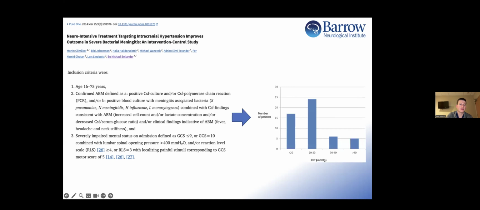And what they found is in these patients that either had depressed mental status or elevated lumbar puncture opening pressures, they did in fact have elevated intracranial pressure as monitored largely by EVDs. And these values were the pressures after they drained the patient after placing the ventriculostomy in the OR. And despite that drainage, they still had elevated intracranial pressure.